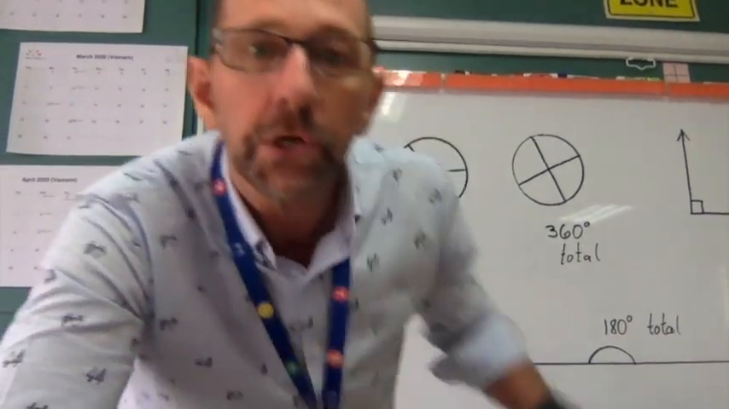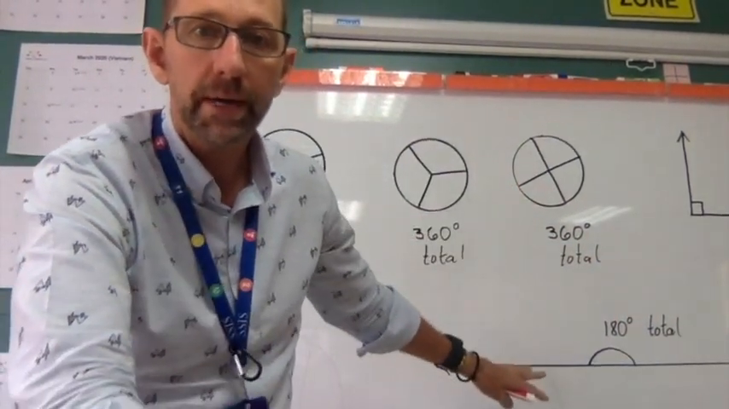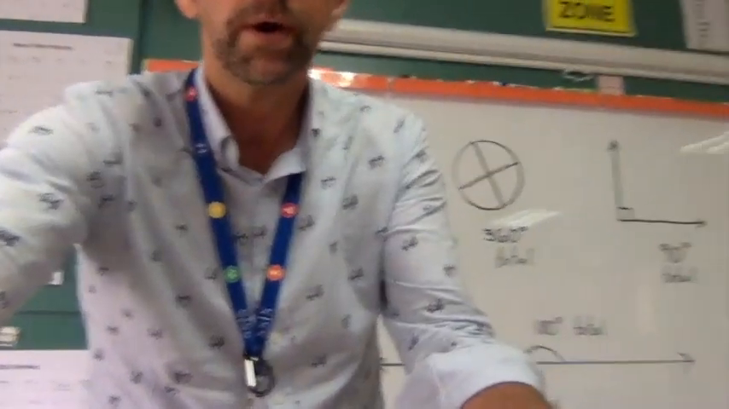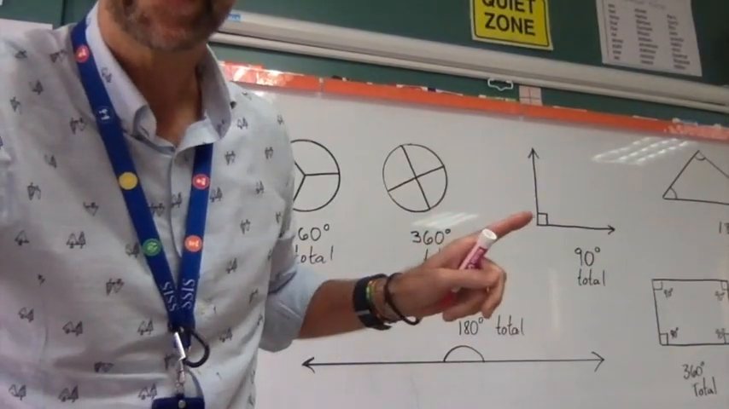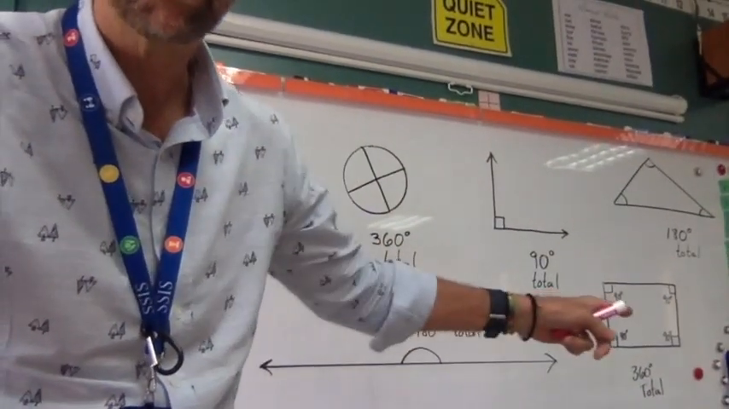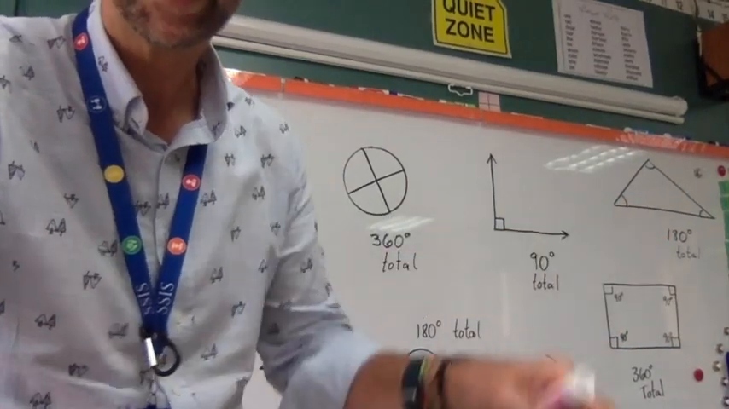Hello, grade 4s. Today we're going to talk about adding and subtracting angles. Now, I'm talking about adding and subtracting angles within a circle, or on a straight angle, or on a right angle over here, or perhaps within a quadrilateral or a triangle.